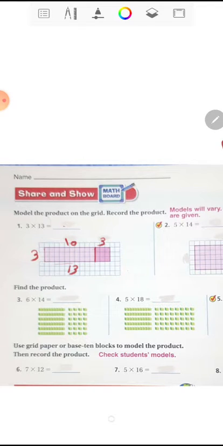Okay, let's find the answer. You know that I will multiply 3 by 10, and I will multiply 3 by 3, and I will add the answers. Let's find the answers. 3 multiply 10 equals what? Equals 30. Plus 3 multiply 3 equals what? Equals 9. Right? Now let's add 30 to 9. The answer will be 39. So this is the final answer for this product.